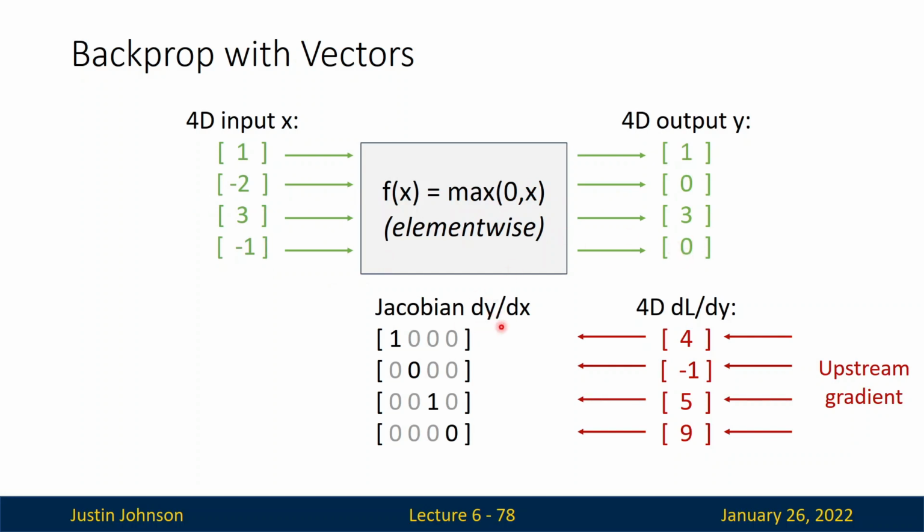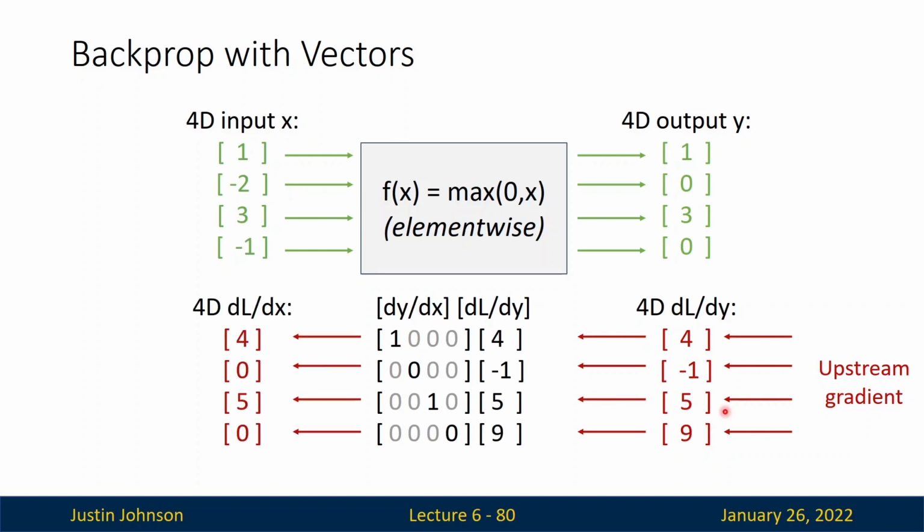Then we compute dy/dx. For the first term, because it's x, the gradient is 1. And the second term is 0, so its gradient is 0. So this is 1, 0, 1, 0. We multiply the Jacobian matrix and its upstream gradient, then we get the downstream gradient. It's 4, 0, 5, 0.